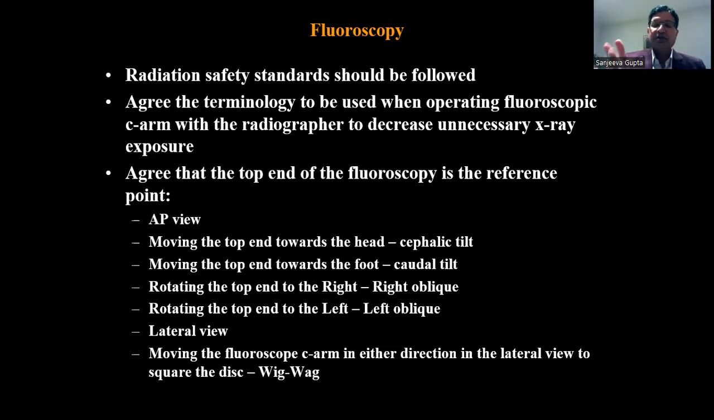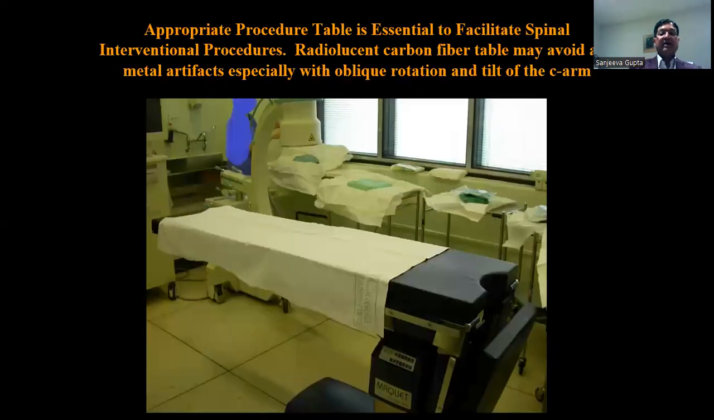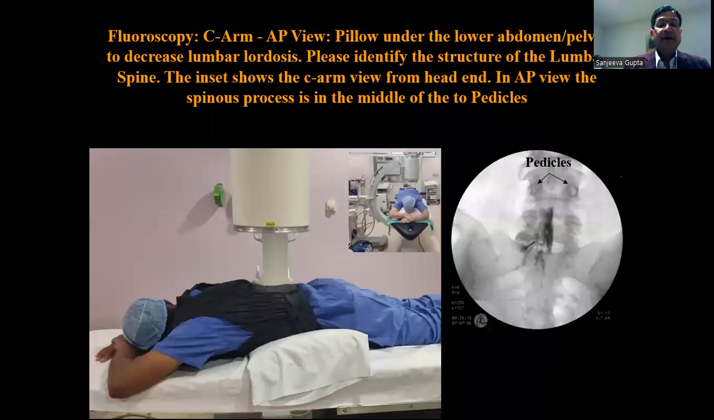Which direction is difficult to determine. You need to go on one side first under continuous fluoroscopy and the other side later on and see which one squares the discs and makes the intervertebral disc visible. So using appropriate terminology, using the top end of the C-arm as the reference point and telling the radiographer which side is cephalic, caudal tilt, right or left oblique rotation, this will decrease the radiation exposure to the patient and yourself as well. A good fluoroscopic table with minimal metal objects should be used.